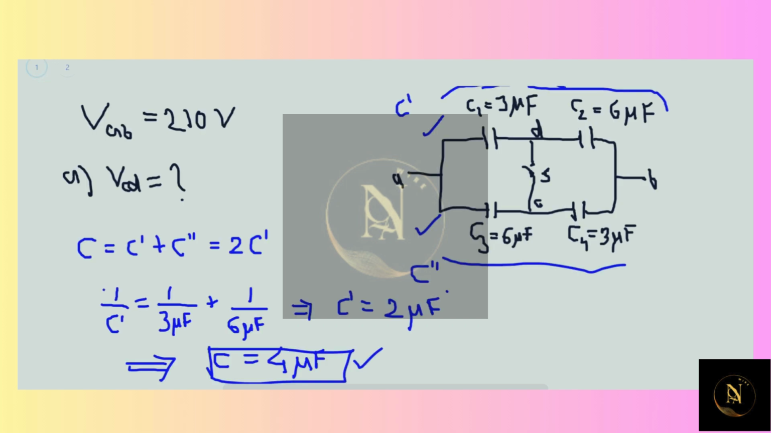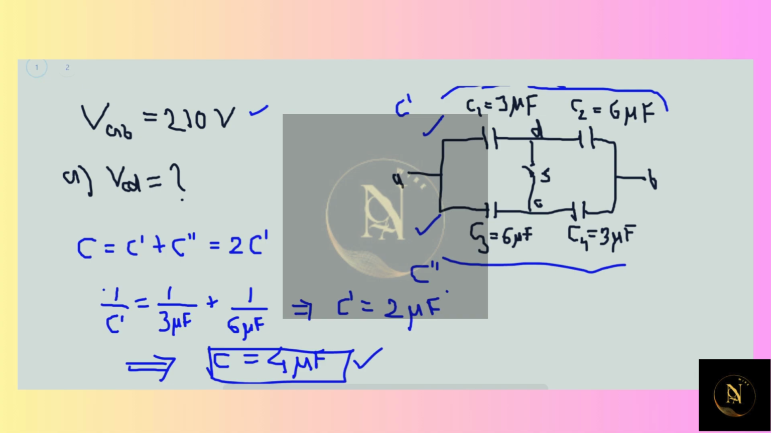Now, having found the equivalent capacitance between points A and B, and since we already know the potential between the points A and B, we can calculate the total charge of this circuit. Q equals V times C. So we have VAB times the net capacitance. The VAB is 210 volts.